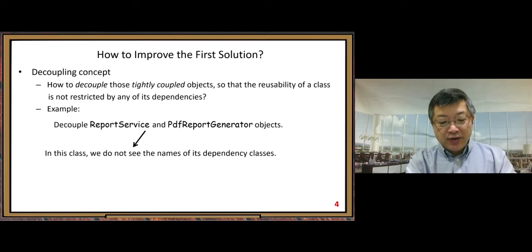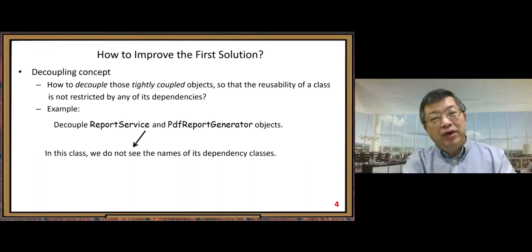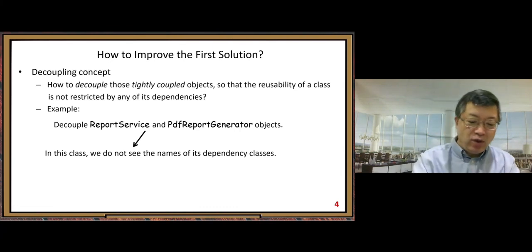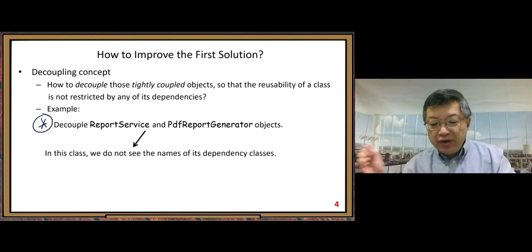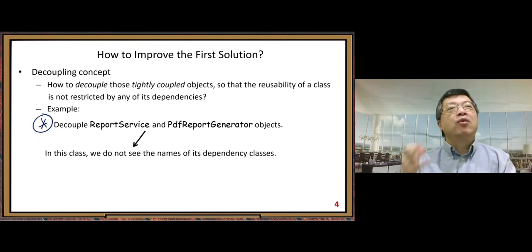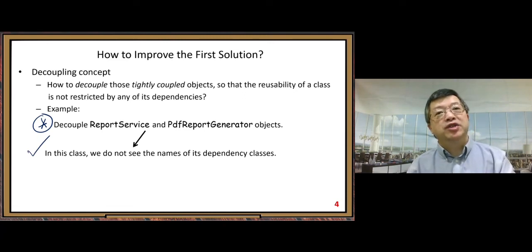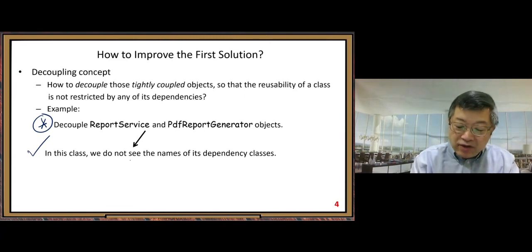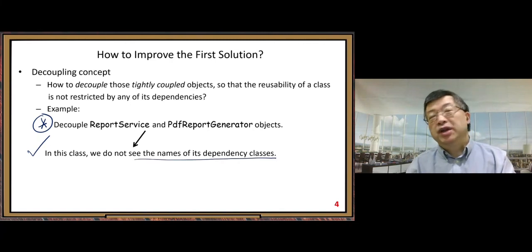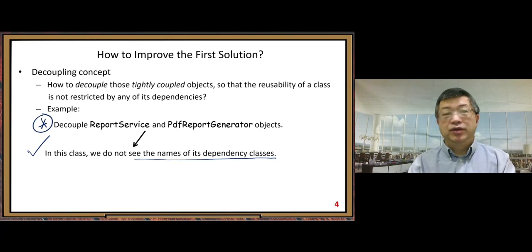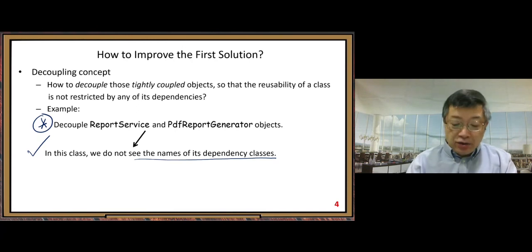So here we see a little more information. After we decouple these two objects, then what do we have in this class? We do not see the names of the dependency classes. So you can see it is not tightly coupled. We just get a dependency object. We do not see the names.